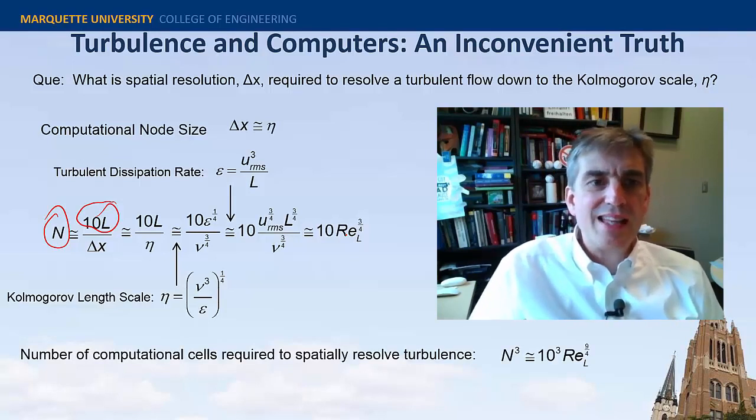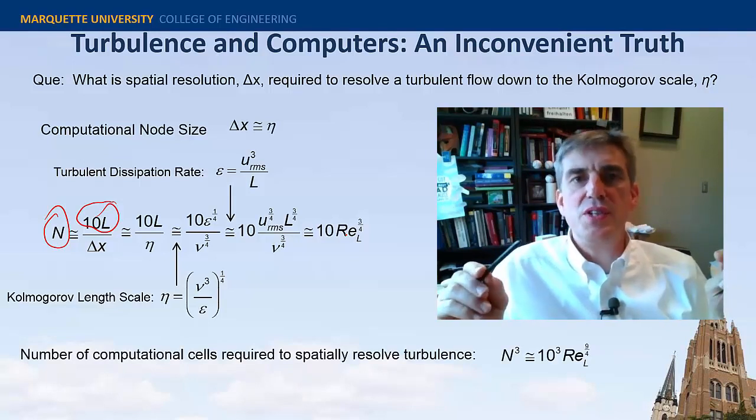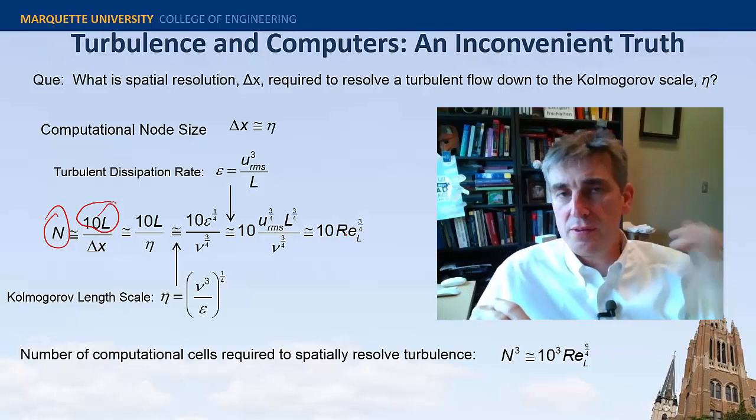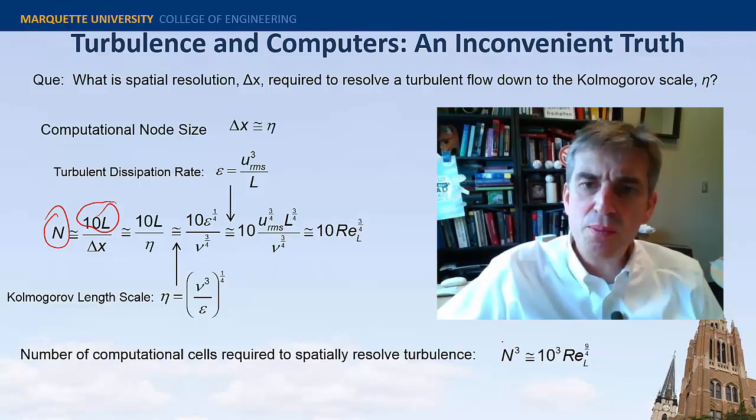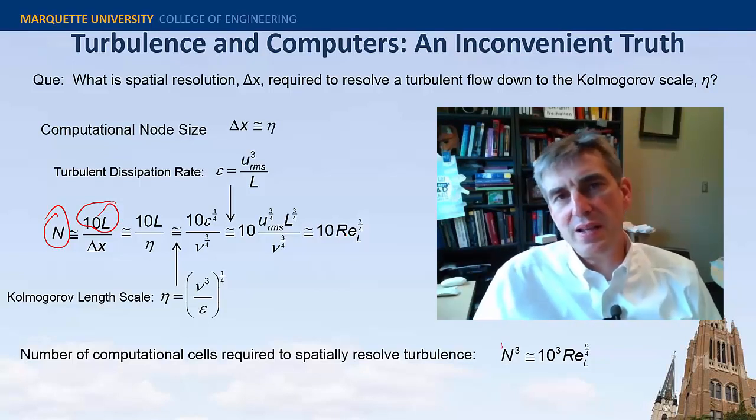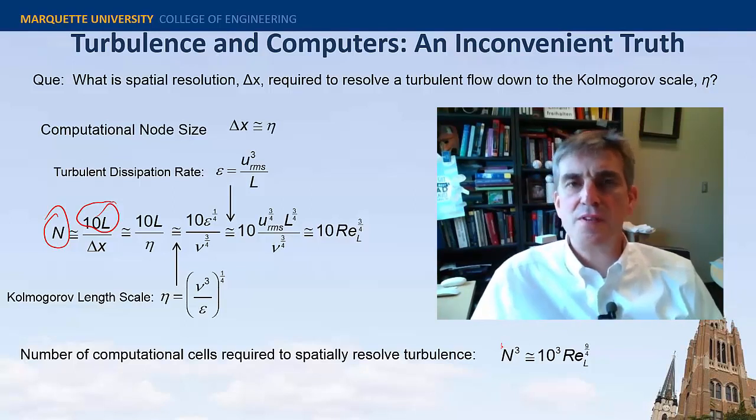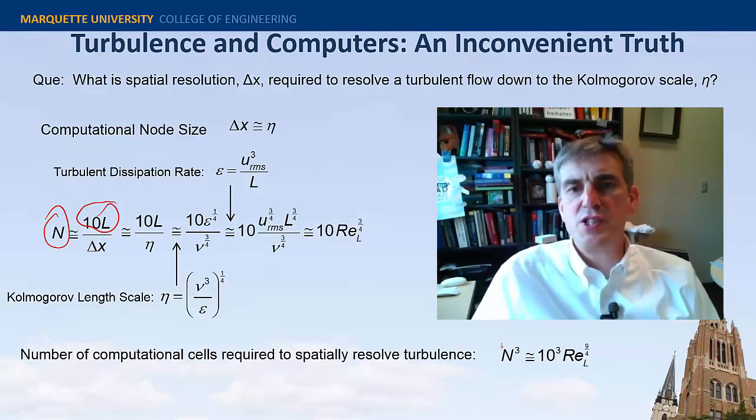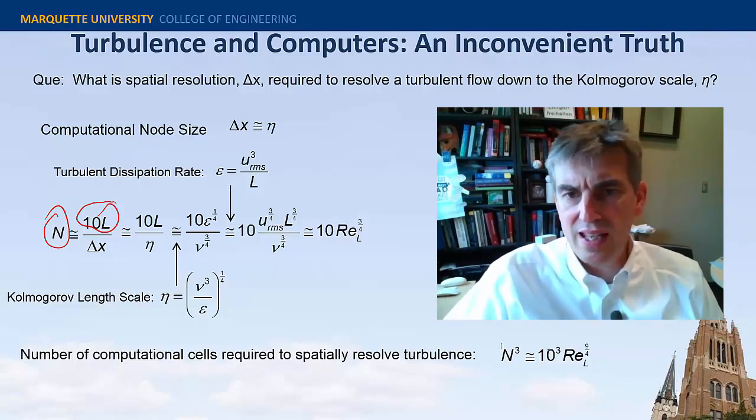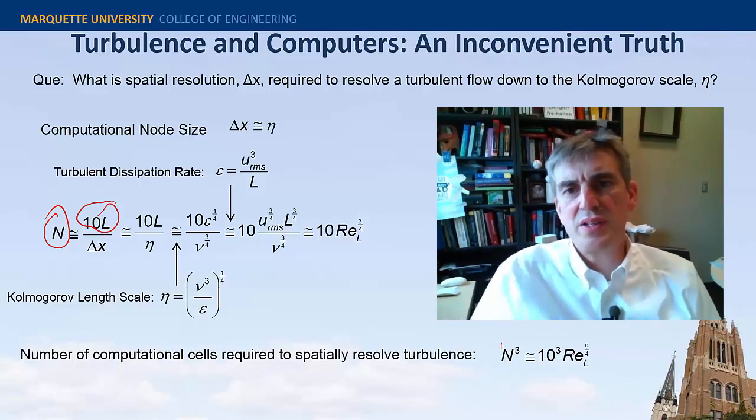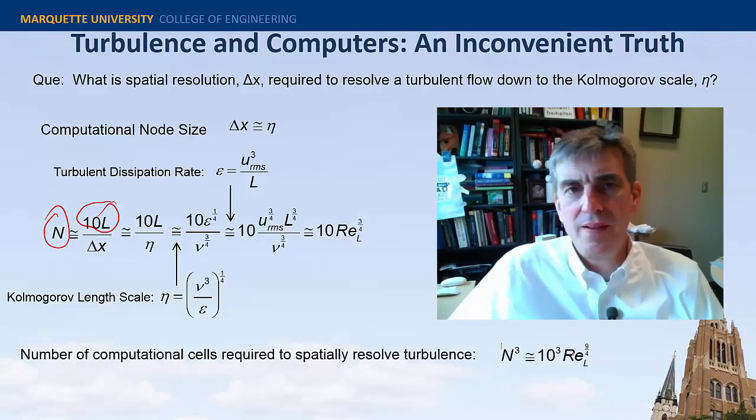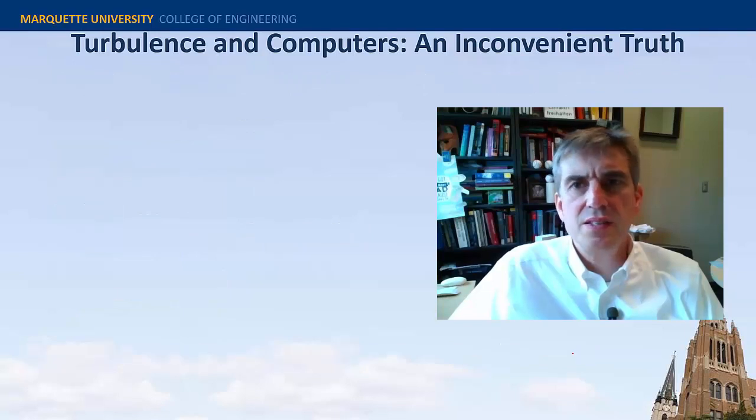Now, that's in one dimension. If this is a two-dimensional or a three-dimensional flow, I've got to cube this. Turbulence is fundamentally a time-dependent three-dimensional flow field, so I would cube it to get the spatial requirement that it's actually 10 to the third times Reynolds number to the 9/4 power. That's how the 3D simulation scales.